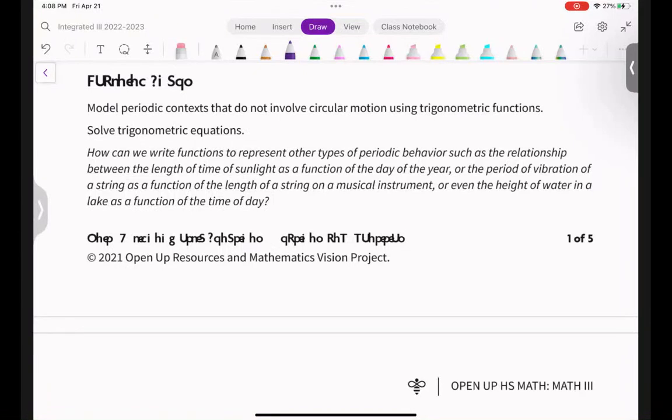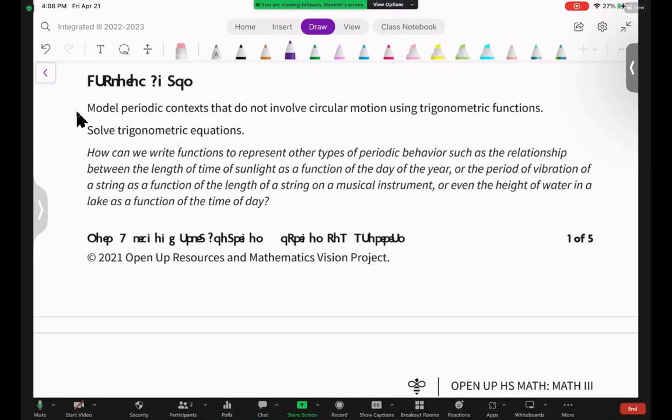Okay, so we're back and we are going to do the rest of Unit 7.2 or Lesson 7.2. And I don't know why, but this PDF has been a little bit cuckoo. This is supposed to be the lesson focus. It says you'll be able to model periodic contexts that do not involve circular motion using trig functions. What are you talking about, Miss Johnson?